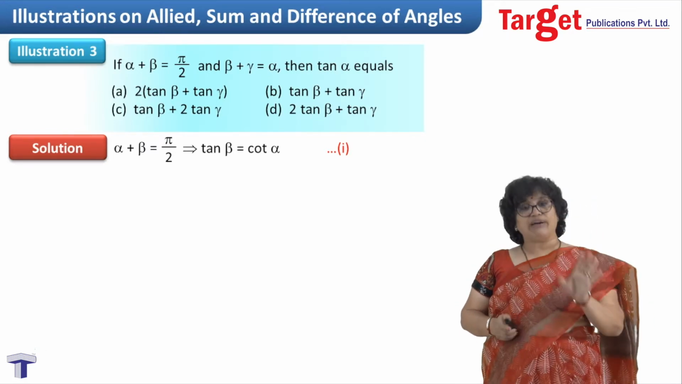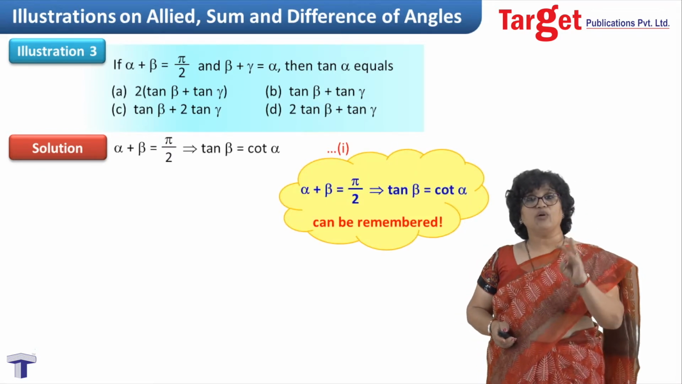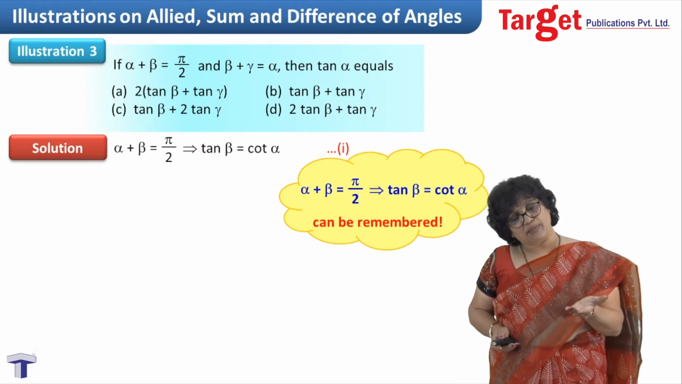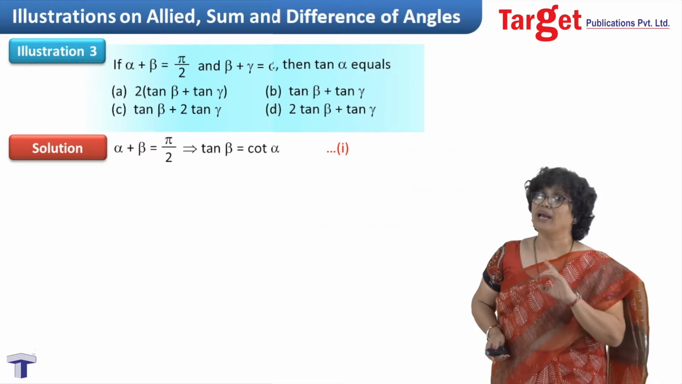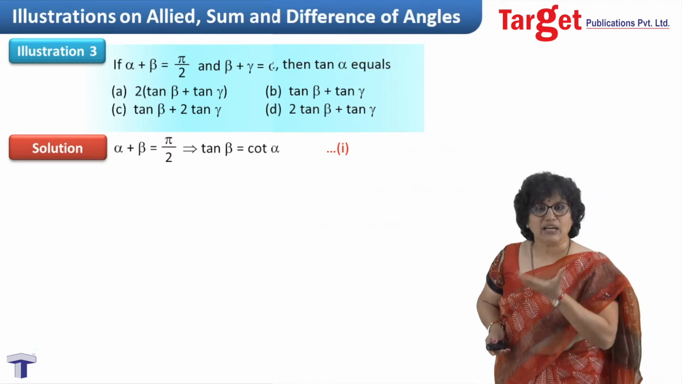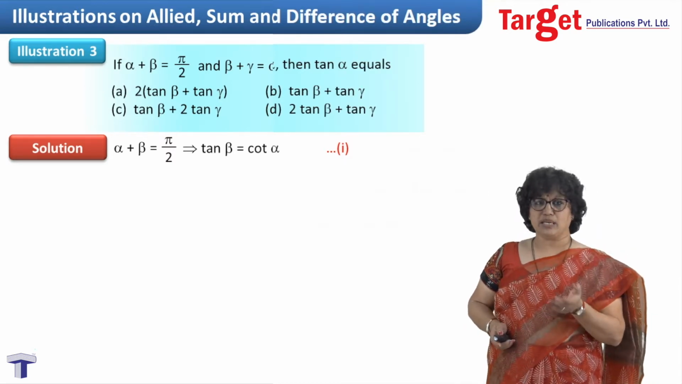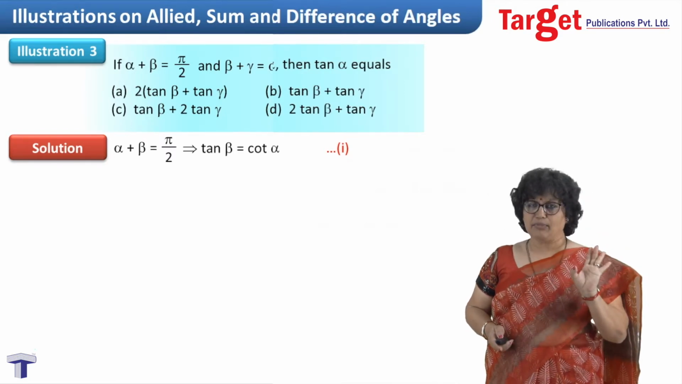Mind you, whenever you have α plus β equal to π by 2, then tan α equal to cot β, and tan β equal to cot α. Or you can write similar formulae for sine and cosine also. And if you wish, you can remember them, because you will be getting this type of expression many times. So it's better that you are able to write tan α equal to cot β without any effort.